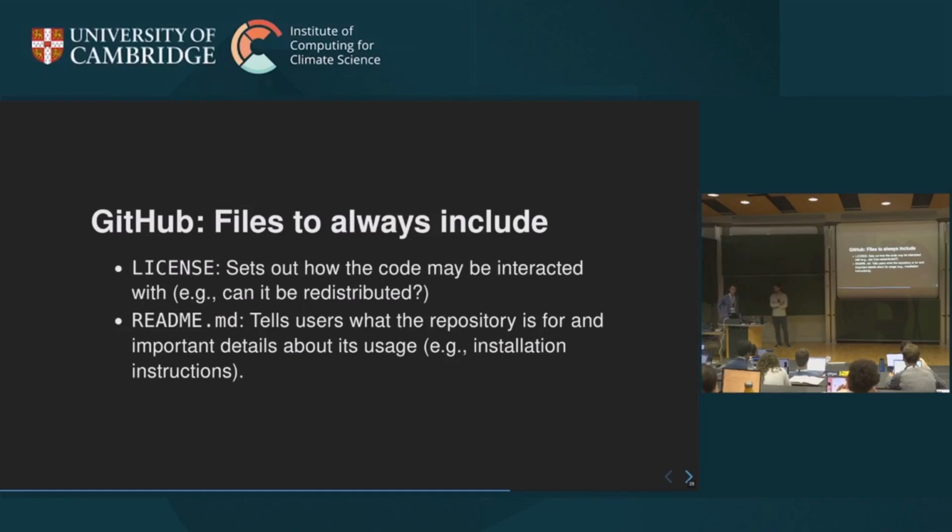Files that you should always include in your repository. A license is really important because it sets out how the code may be interacted with. So for example, can people just freely redistribute it?